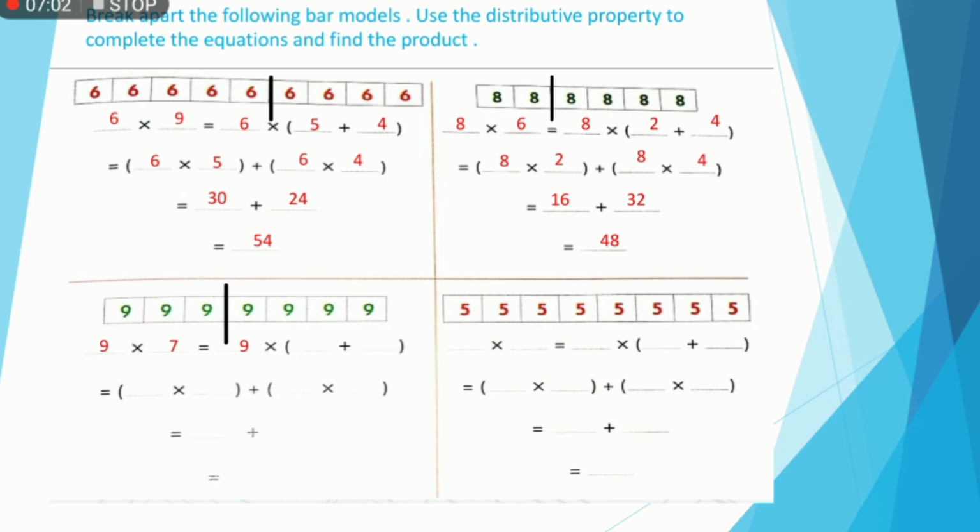The 7 will be 2 numbers. Before the line I have 1, 2, 3. It will be 3. Plus, after the line I have how many numbers? 1, 2, 3, 4. 4. The distributive property, 9 times 3 equals.